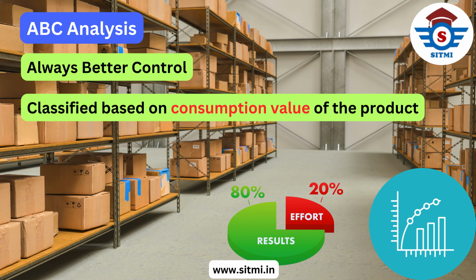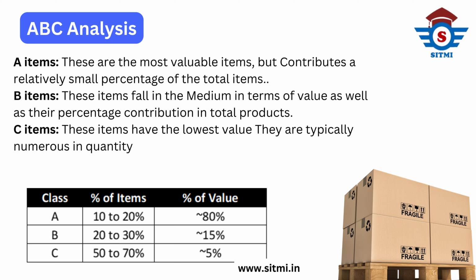So in ABC analysis, items are classified into 3 major categories, which are A, B, and C, based on the value of the product. Now, what is A class? In A class, these are basically the most valuable items, but they contribute a relatively small percentage of the total items. Typically 10 to 20% of the items from the entire item list account for 80% of the inventory value, and these are part of A class material.